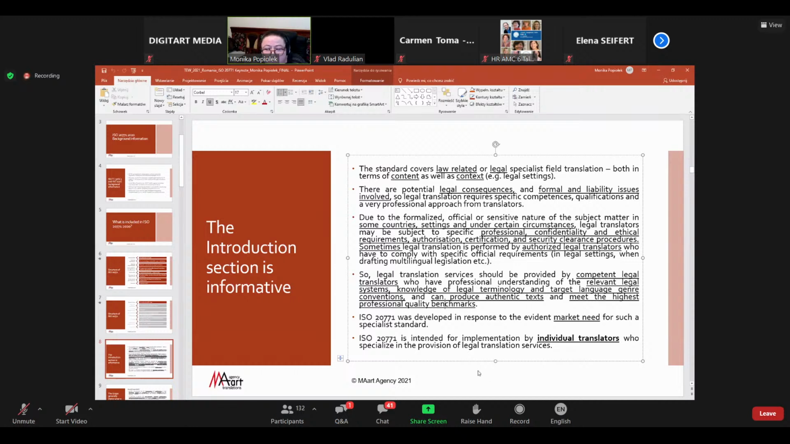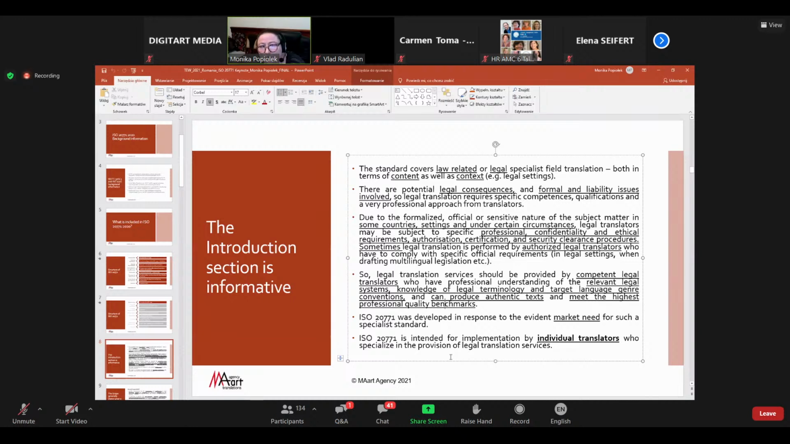And one more thing that we already state in the introduction, but it keeps being repeated several times in the standard, because it's very important to understand that this standard was intended for implementation by individual translators who actually specialize in the provision of legal translation services. It doesn't mean they can't specialize in something else as well, but if they want to operate or work according to this standard, or if they want to certify against this standard, then they obviously have to be individuals.